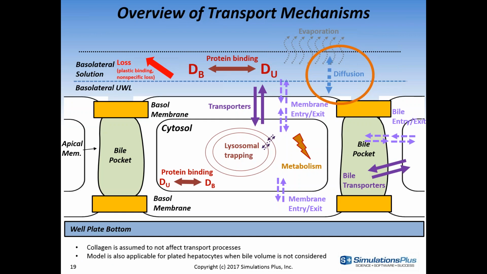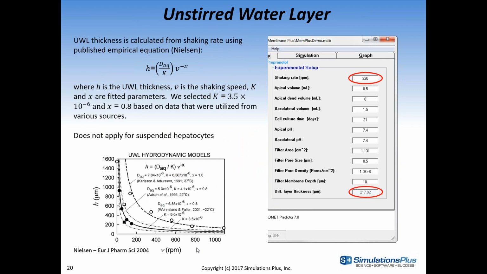So now let's get into the details of each part of the model. We've gone over the physical situation, but let's dive deeply into each of these components of the model. First, let's look at the unstirred water layer. The unstirred water layer is calculated based on the Nielsen paper, where they developed an empirical equation that relates the unstirred water layer thickness to the diffusion coefficient over a fitted parameter K times the shaking speed to a power X, which is another fitted parameter. We took the average values from all these different sources and added those to our model.